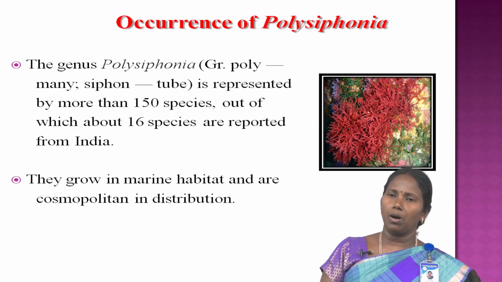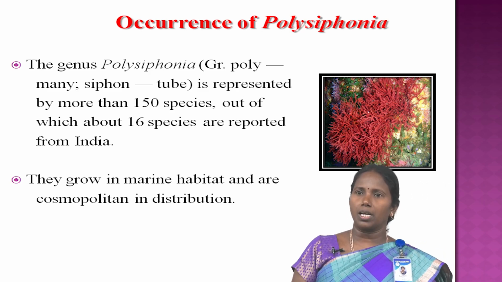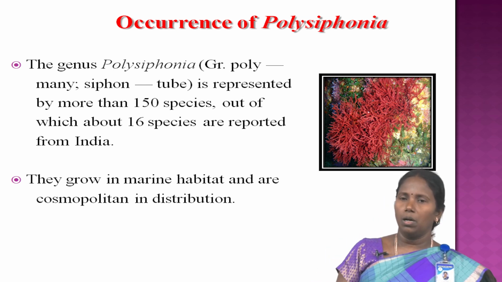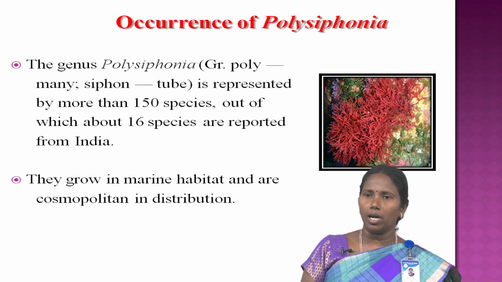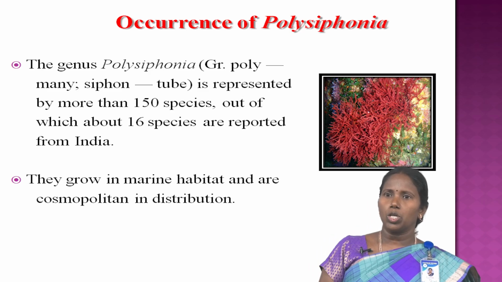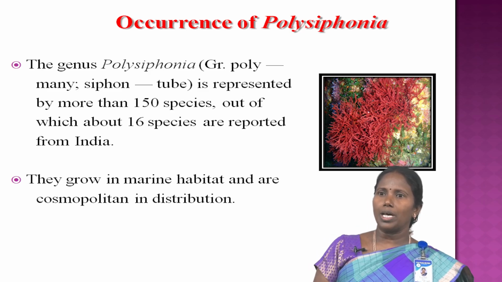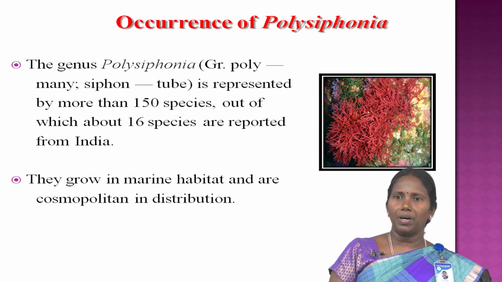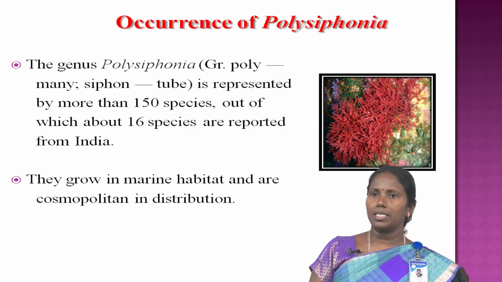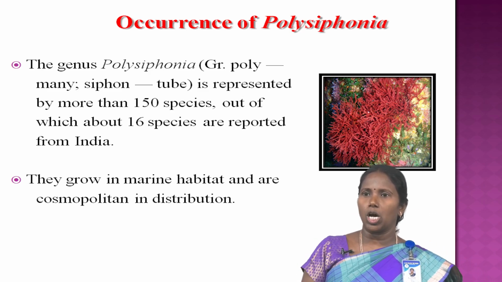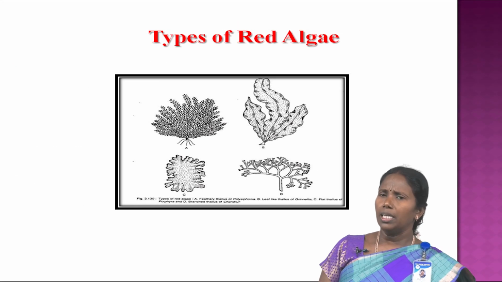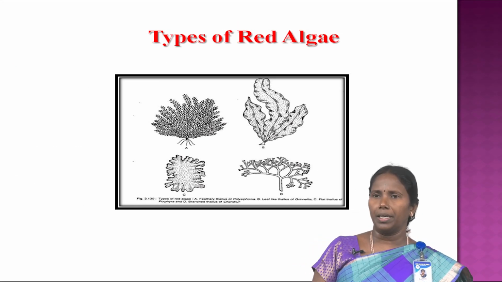Commonly, they grow as lithophytes on rocks or stones. Some species like Polysiphonia urceolata and Polysiphonia violacea grow as epiphytes on Laminaria. Polysiphonia fastigiata grows as a semiparasite on Ascophyllum nodosum. This slide shows different types of red algae.